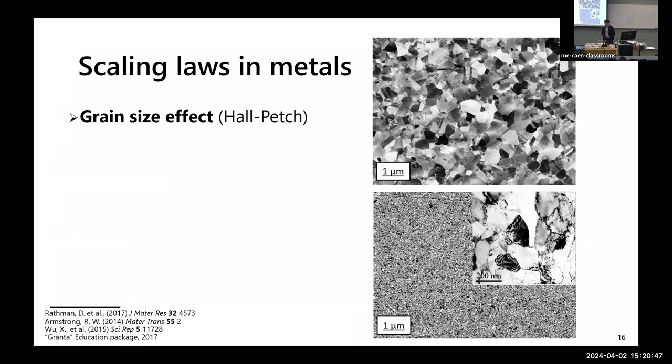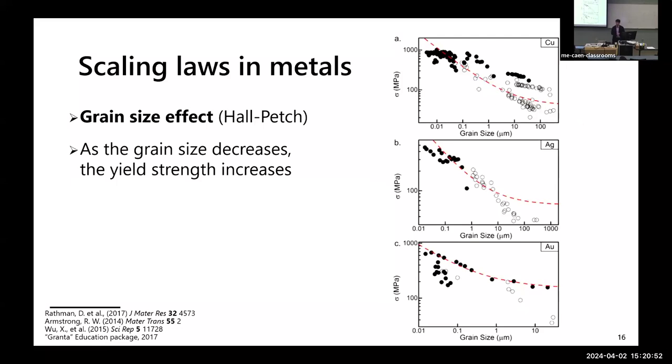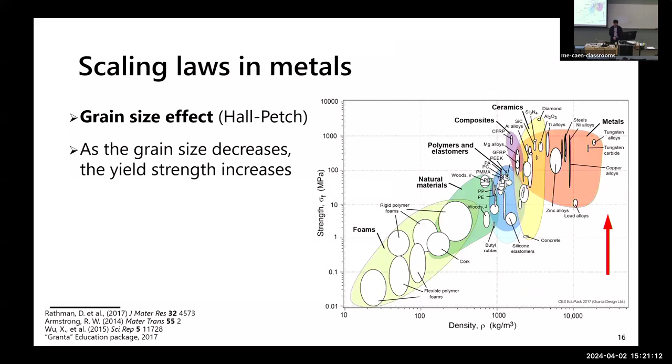This is a pervasive effect that goes across a large cross-section of metals. The basic idea is the grain boundary serves as a boundary to dislocation propagation, and the more grain boundaries, again very hand-wavy, this isn't exactly what happens, but the more grain boundaries that we put in the way of the dislocations, the higher you can push the yield strength of the material. So if you think about this material property selection diagram here on the right, we can move up on the y-axis, strength, without adding any more density.